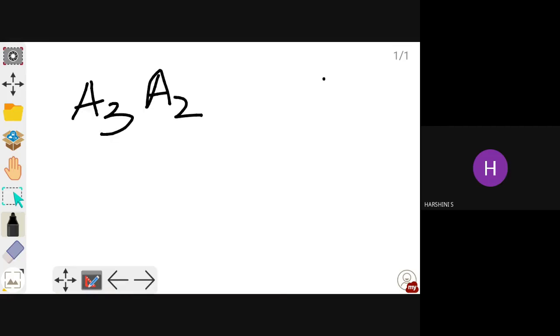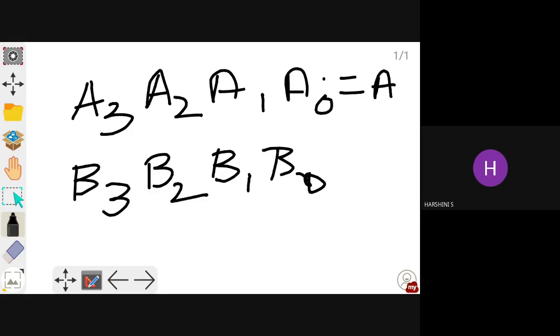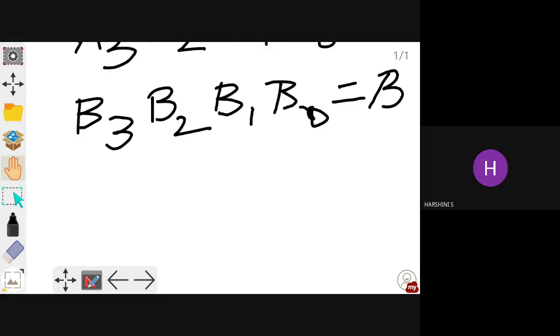A3, A2, A1, A0. So this is the first number. Then B3, B2, B1 and B0. So this is the second number. So there are two 4-bit numbers. The first number is A, that is A3, A2, A1, A0, and the second number is B, that is B3, B2, B1, B0. Now, by the same algorithm, you are going to obtain the expression for A equal to B.